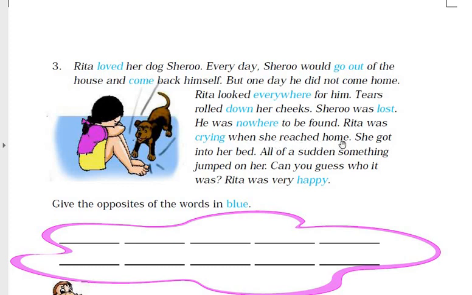When she reached home, she got into her bed. All of a sudden, something jumped on her. Can you guess who it was? Rita was very happy. Of course, it would be the dog Sheru.